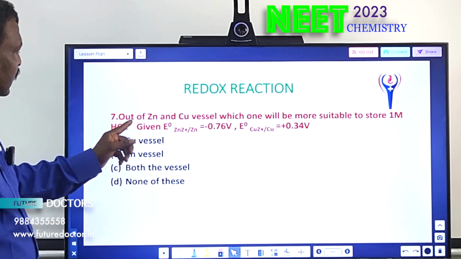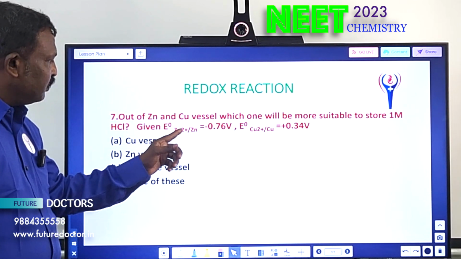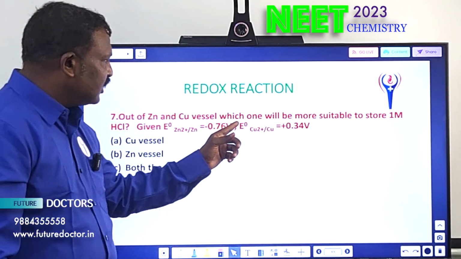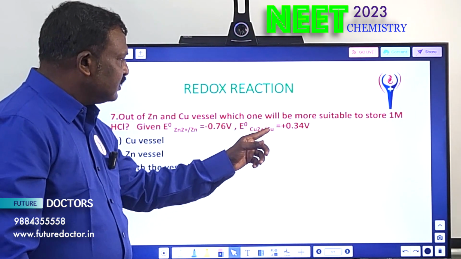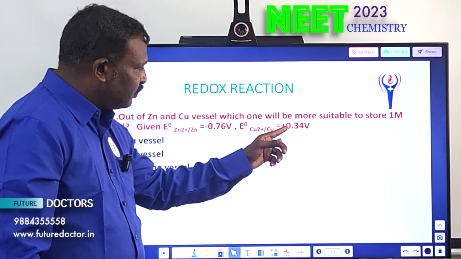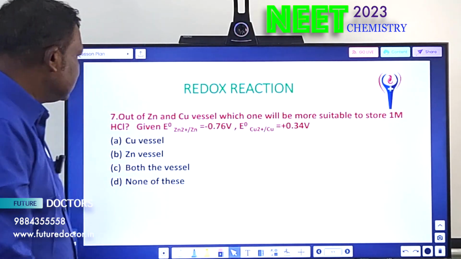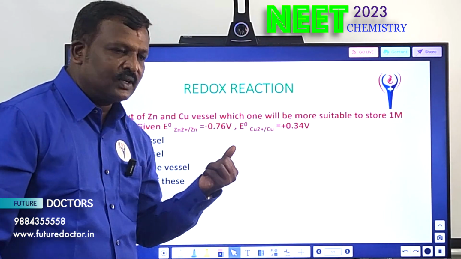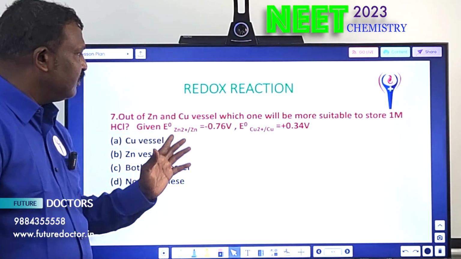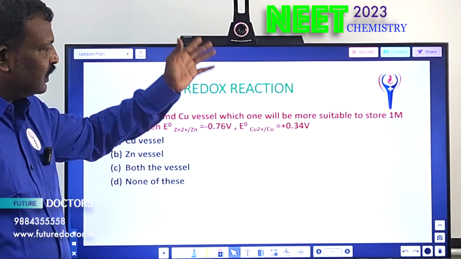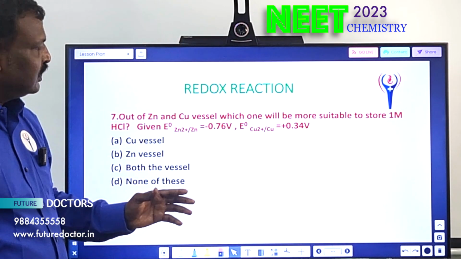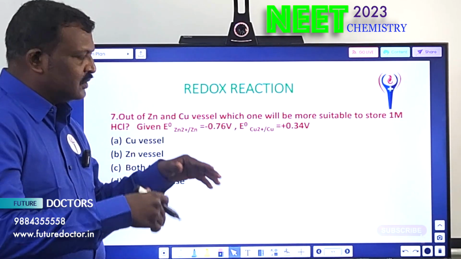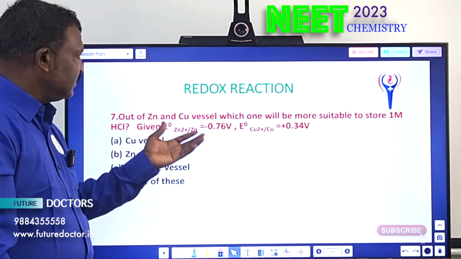HCl? Given the electrode potential of Zn2+ to Zn is -0.76 volt and the electrode potential of Cu2+ to Cu is +0.34 volt. So in which vessel can we store HCl? That's the question. From these values only we can find out. We must know the electrochemical series, the reactivity series. Then which one is a strong reducing agent, which is a strong oxidizing agent. If you know, you can solve this.